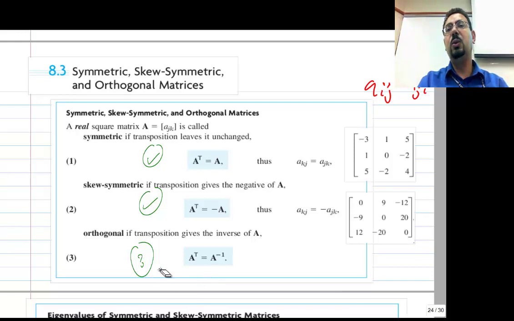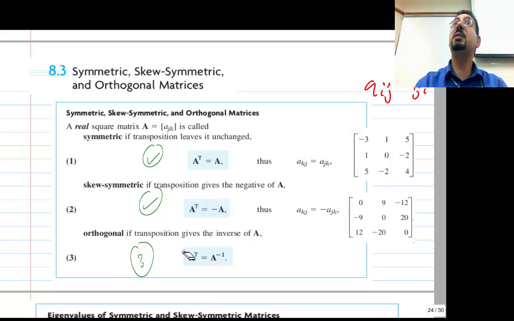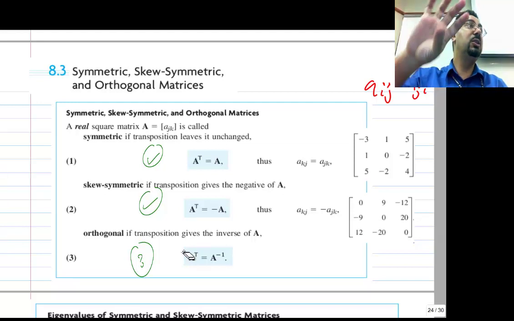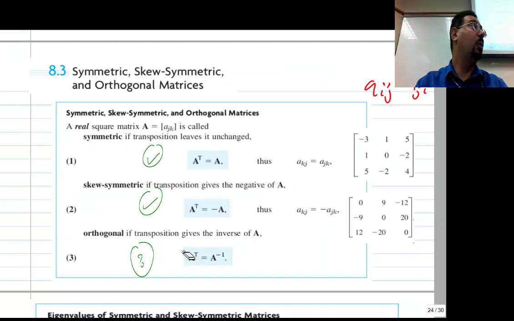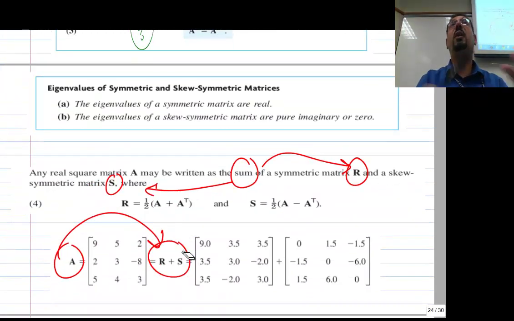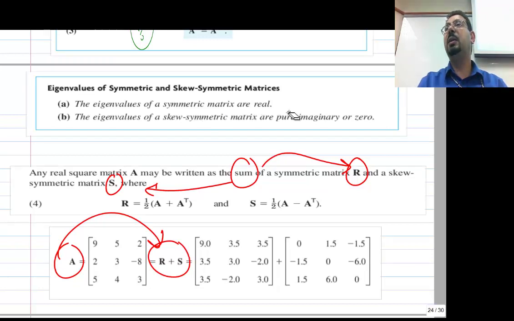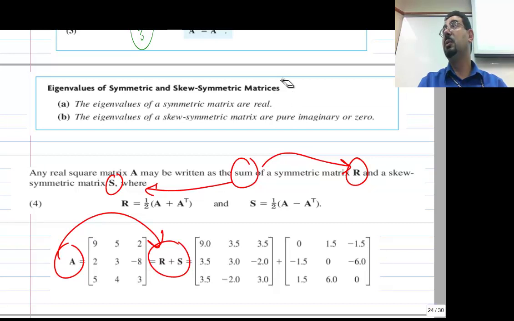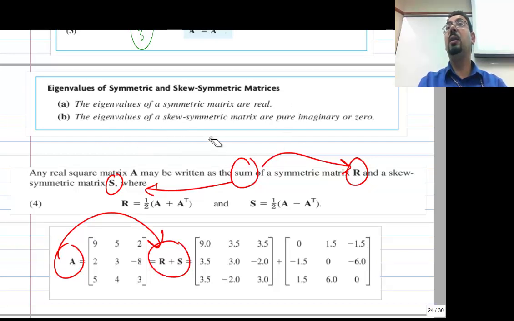And there is this one, the orthogonal matrix. An orthogonal matrix is one where, when you transpose that matrix, you end up with its inverse. So the transpose of the matrix is the inverse of the matrix. Wouldn't that be nice? All you have to do to get the inverse is flip the rows and the columns, and you have your matrix inverse. So over here, he's saying that the eigenvalues of a symmetric matrix are real. So they cannot be imaginary. And the eigenvalues of a skew symmetric matrix are imaginary or 0.